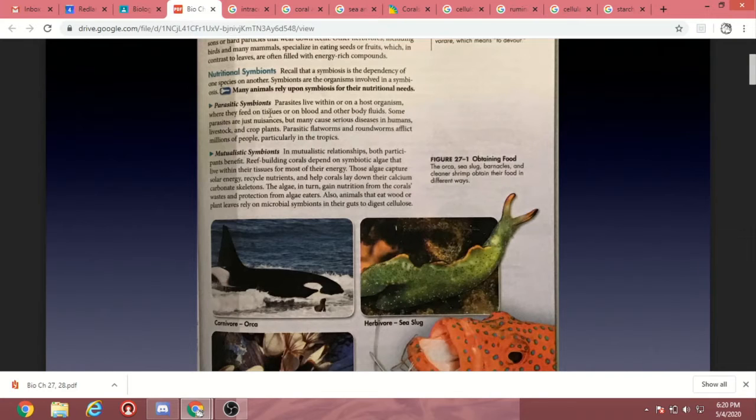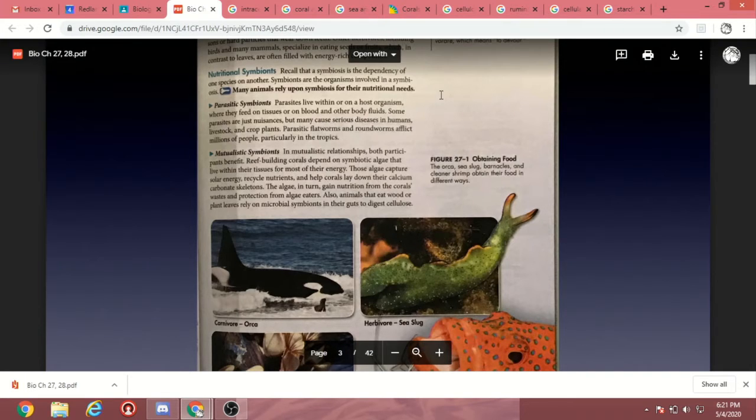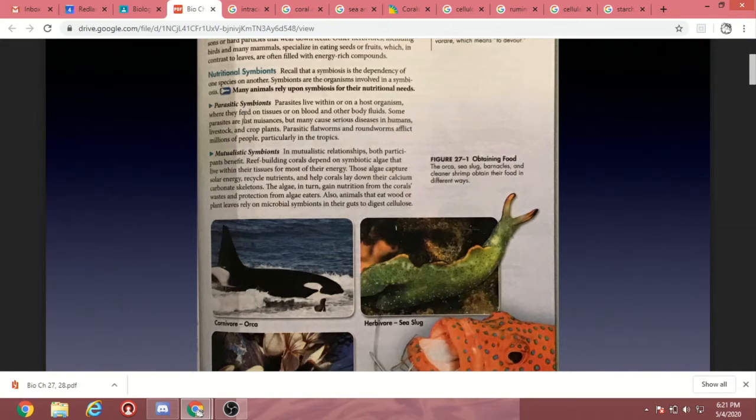Now, here's what's interesting about parasites. They live within or on a host, but they don't kill the host. All right, they don't kill the host. They just live within or on the host, and they basically hijack the host's diet, and they feed on the tissues or on the blood or other bodily fluids. And so as the host is doing its daily activities, eating and stuff like that, the parasites will end up eating the food after the host has broken it down. How convenient, right? And some parasites are actually just nuisances, but some can cause serious damage.